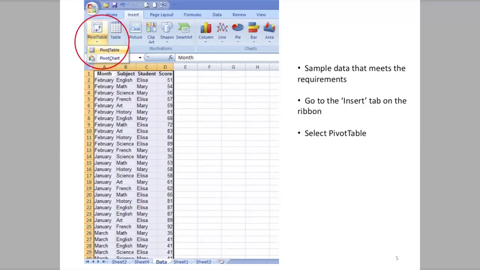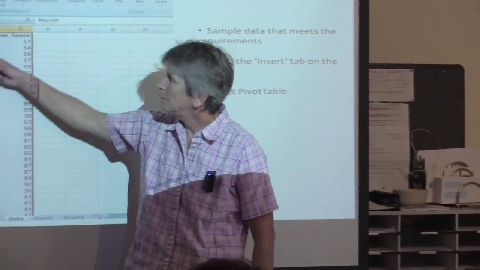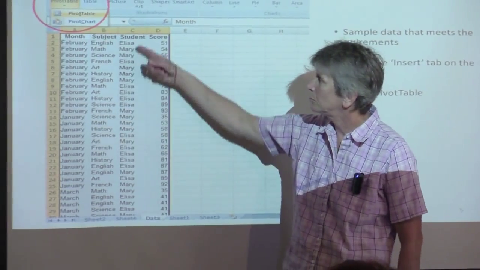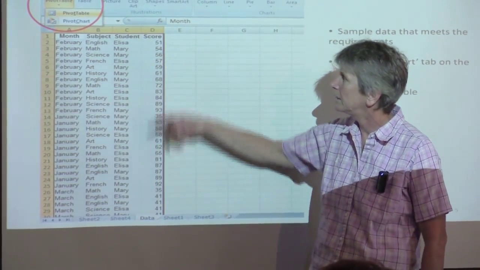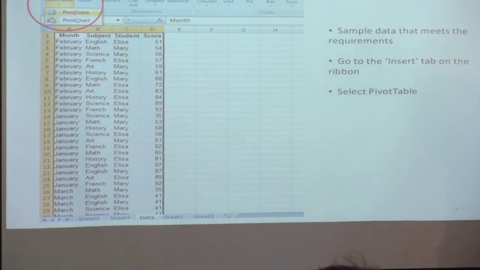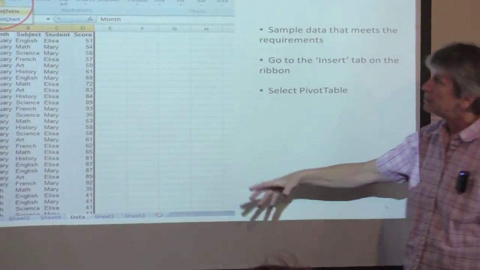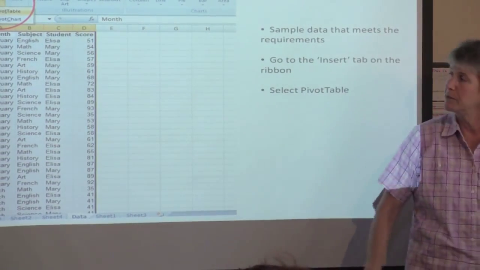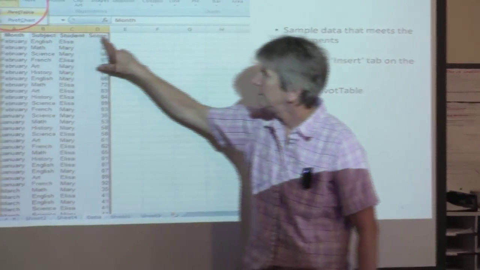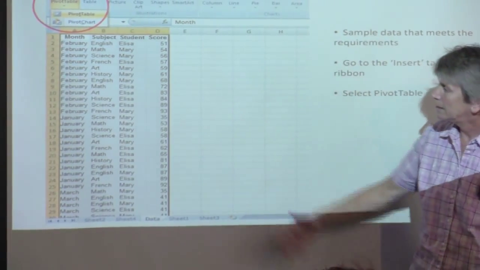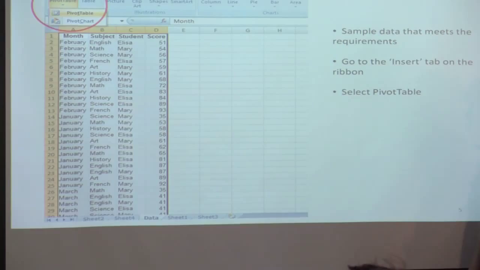So let's look at a sample set of data. We're going to go through this live, but I thought we'd go through it on PowerPoint first. This set of data is just some student school scores. We have months, a number of different subjects, 2 students, Elisa and Mary, and a bunch of scores. We meet all the data requirements: we've got column headers in the top row, and there are no empty spaces or empty rows.